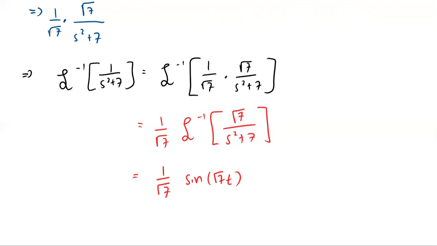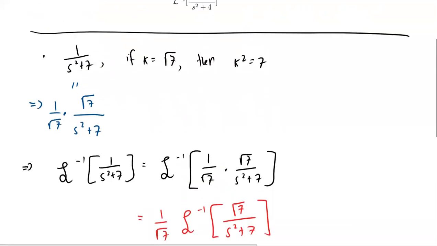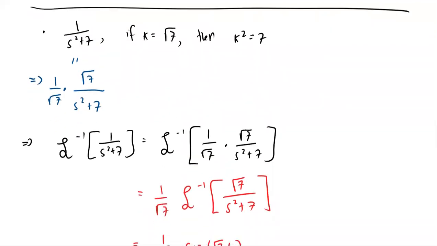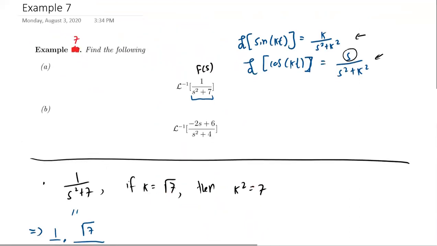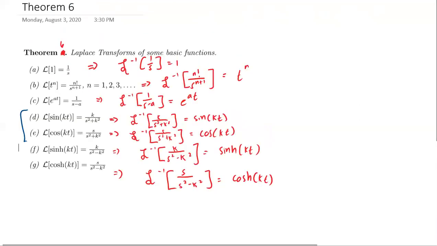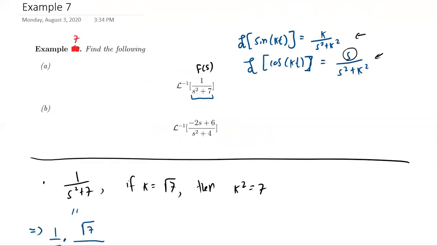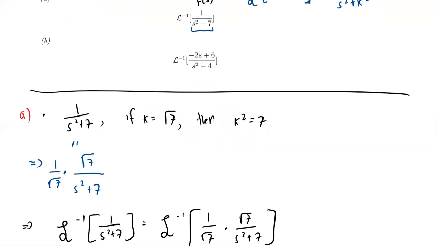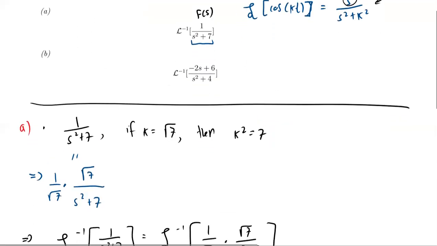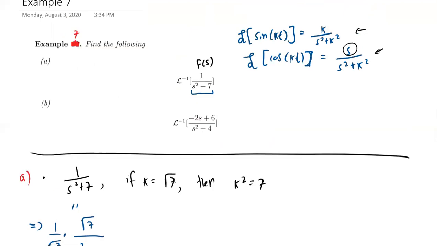So here you're already seeing how we need to use linearity. Right? 1 over s squared plus 7 didn't have the correct form of the common functions that we're working with in theorem 6. So, and this is part A, we somehow had to write it as something that had the right form. Right? So we saw that it looks like either sine or cosine. Since s is not a constant, we cannot move it outside of the Laplace inverse.